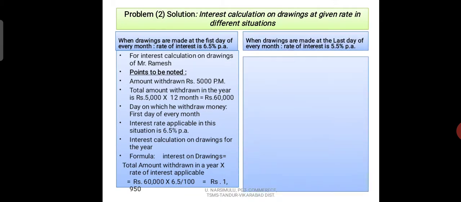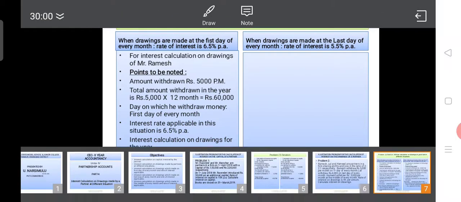Come to the next. Lal used to withdraw the money on the last day of every month. So in this situation we apply an interest rate of 5.5% per annum. So these are the standard rates. Okay, children, try to understand it. And the partner withdraws money from the business for his personal use, 4,000 every month. Okay, 4,000 into 12 months, that would be 48,000.